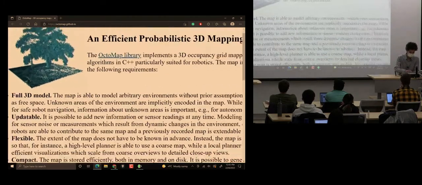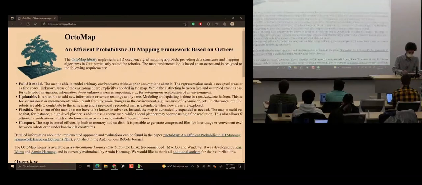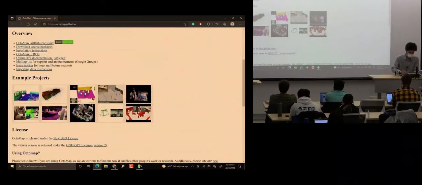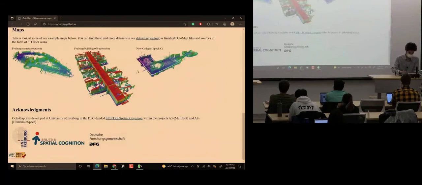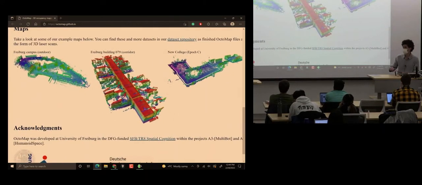For example, the logo is this 3D tree that you see here. There are some examples. I believe these are from real LiDAR data. If you have your trajectory and you have LiDAR measurements, you can use this library to reconstruct the scene like this.